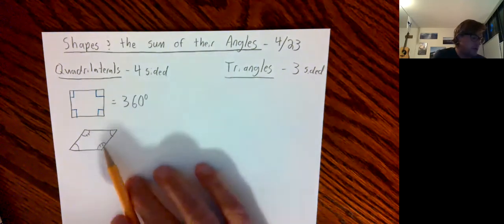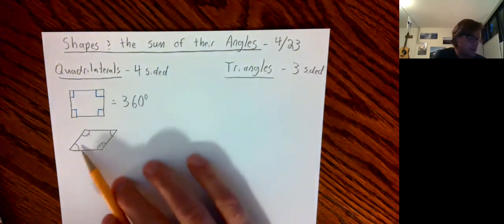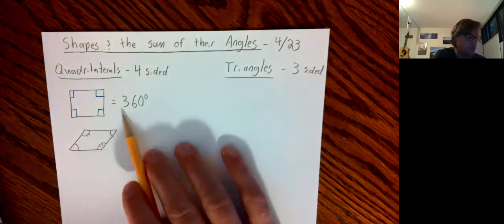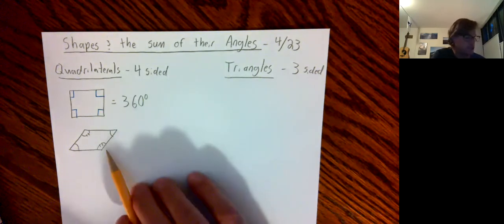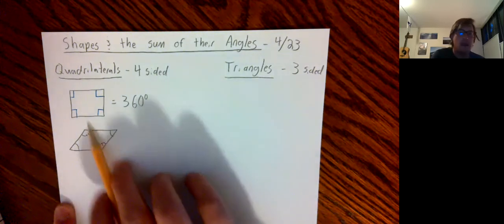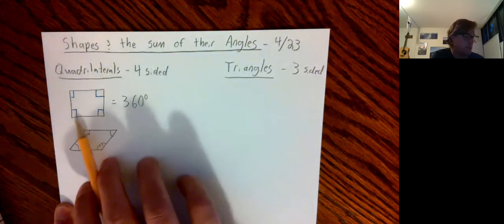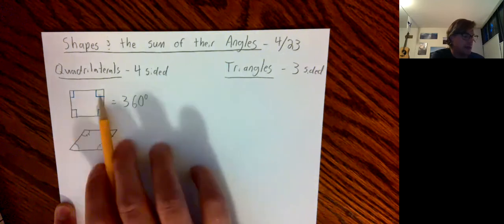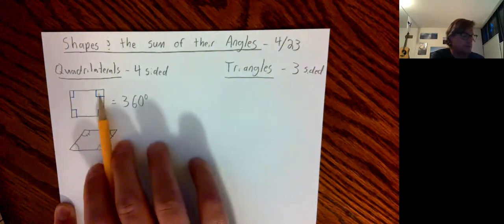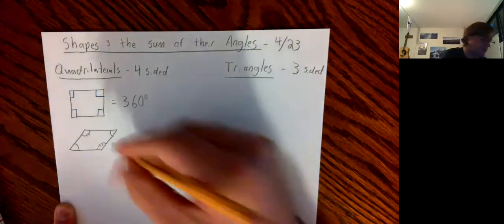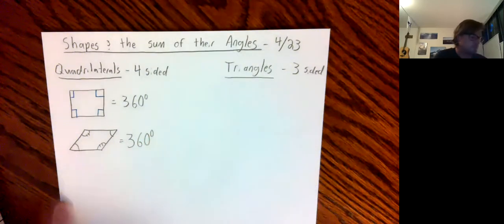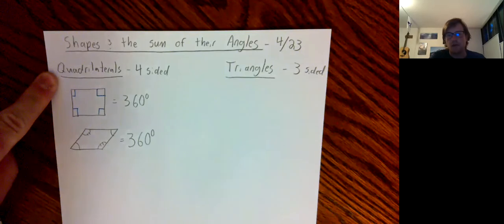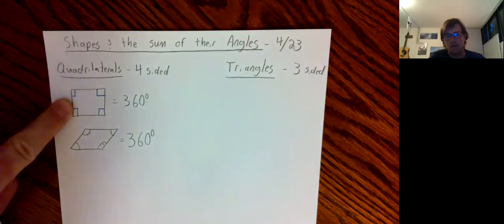And even though those angles have been squished and they've become obtuse and acute, they're still going to equal 360. Because if I straighten this thing back up, I'm going to get back up to a square. And we've just established that 90 plus 90 plus 90 plus 90 equals 360. So all quadrilaterals equal 360 degrees, all the angles inside of them.